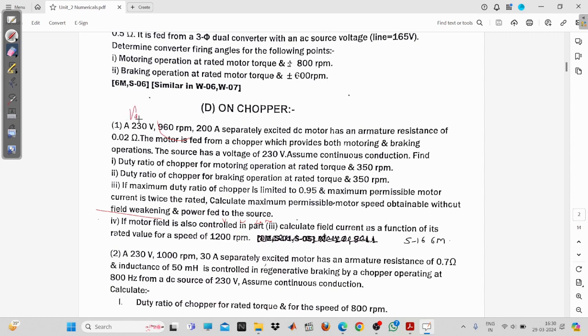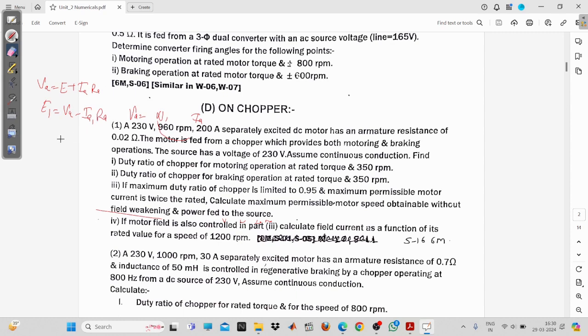This one is VA, that is 230 volt. Then basically this is N1, and this is the IA. So how to calculate the value? VA will be equal to E plus IA into RA. So now we have to calculate E1, which is equal to V minus IA1 into RA. Everything is given, so you can easily calculate the value.